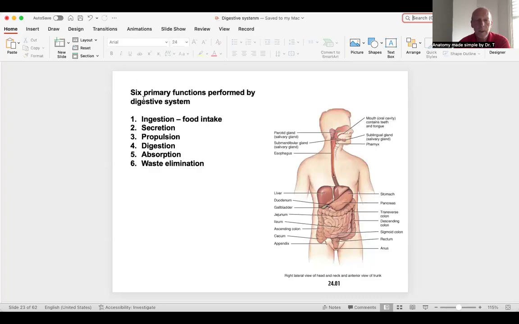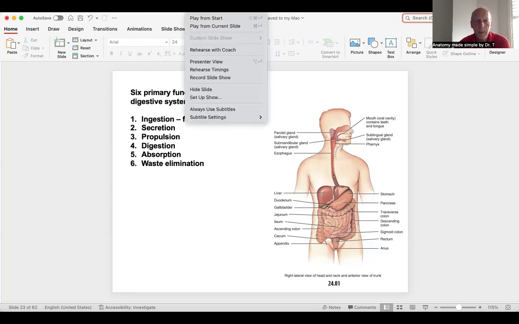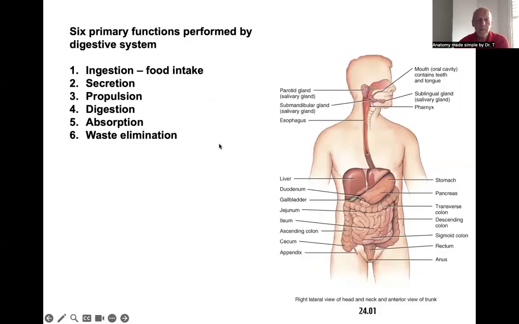In order to do so, I have to again share the screen with you and to recall some of the slides. We're going to start really from the very last slide that you and I used when we completed our first section, where we talked about six primary functions of the digestive tube, such as ingestion, secretion, propulsion, digestion, absorption, and finally, the elimination of waste.